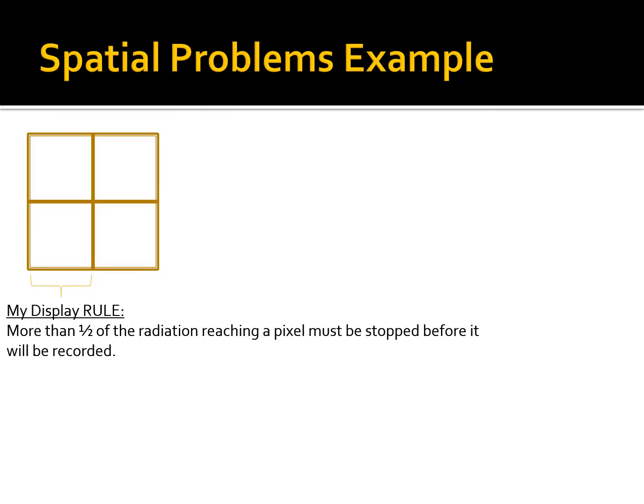The grid above represents 4 pixels from an imaginary imaging device. In this example, half the radiation reaching the pixel must be stopped before the computer will register the image of the object. To keep things simple, objects in this example are penetrated by about 25% of the radiation.